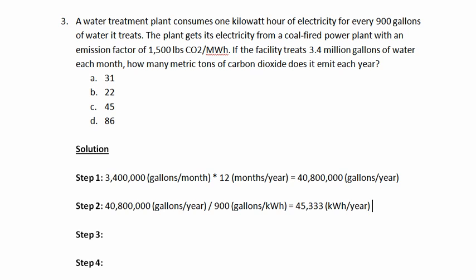Now, our emission factor isn't expressed in terms of kilowatt-hours, it's expressed in terms of megawatt-hours. So what we should do is go one step further and convert the kilowatt-hours to megawatt-hours, which is simple. We'll just divide the 45,333 by 1,000 kilowatt-hours per megawatt-hour, and that will give us 45.33 megawatt-hours per year.